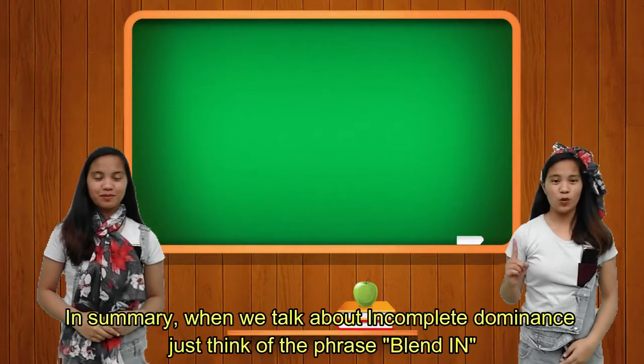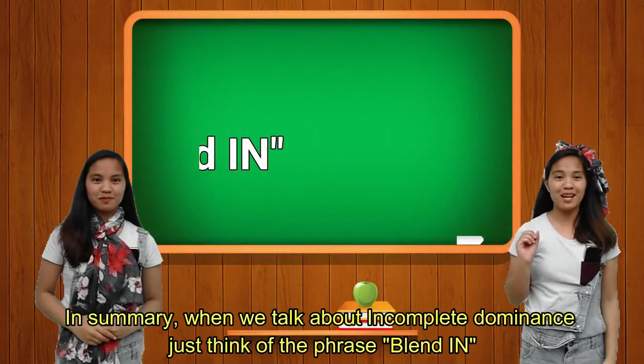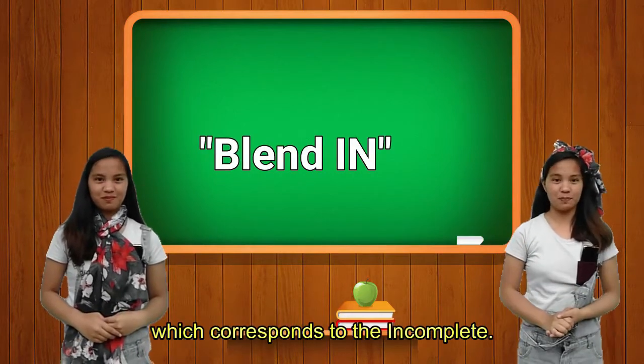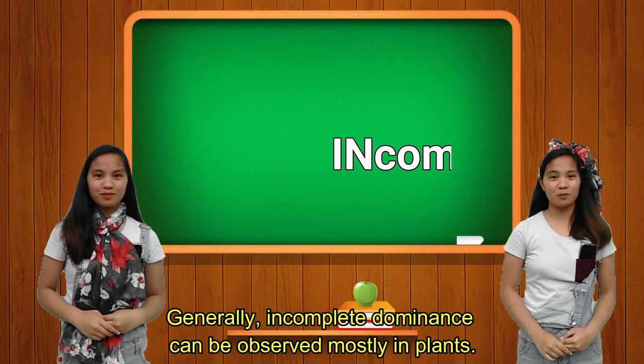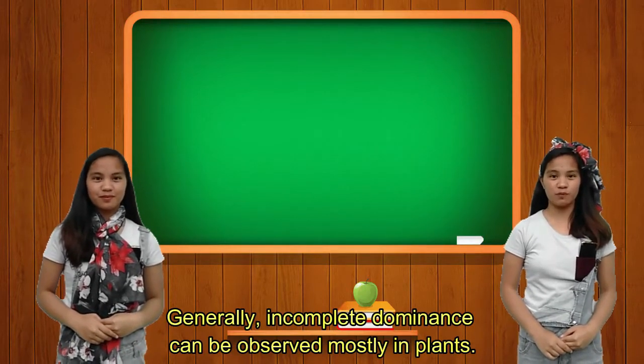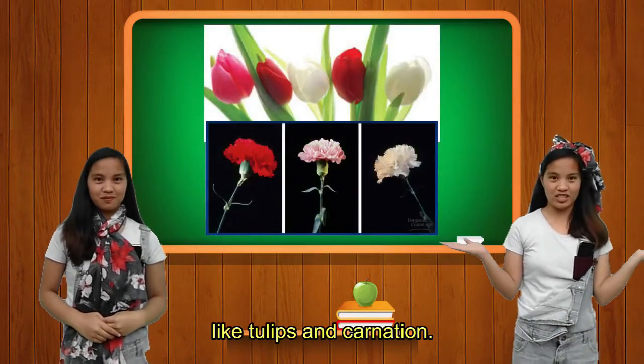In summary, when we talk about incomplete dominance, just think of the phrase "blend in," which corresponds to the incomplete. Generally, incomplete dominance can be observed mostly in plants like tulips and carnations.